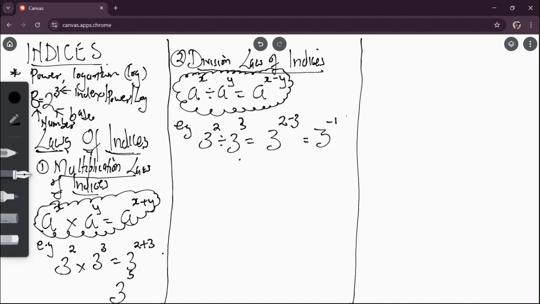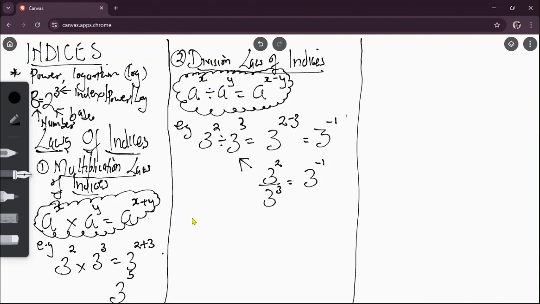And remember, this number can also be written in this manner. 3 power 2, we are dividing by 3 power 3. This is the same thing. I'll just come here and say this is the same as 3 power 2 minus 3, which is the same as negative 1.